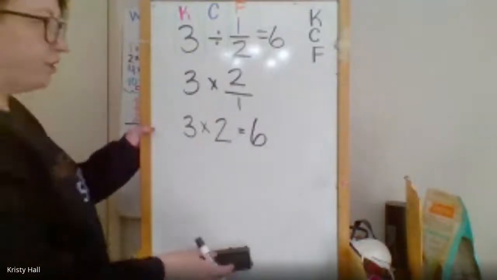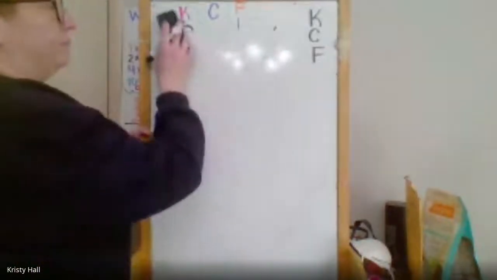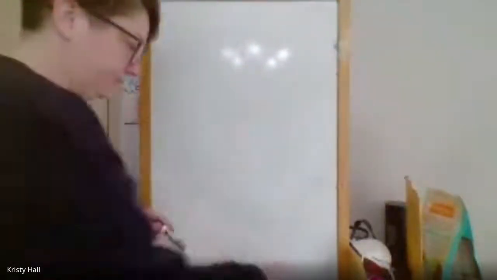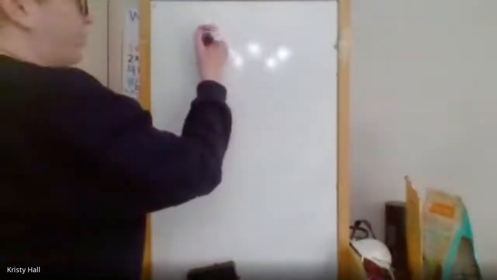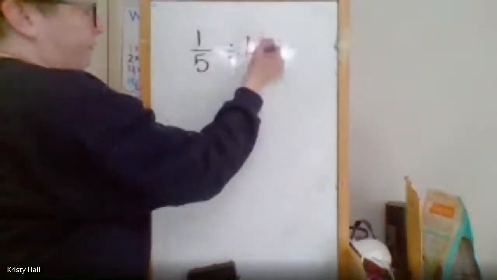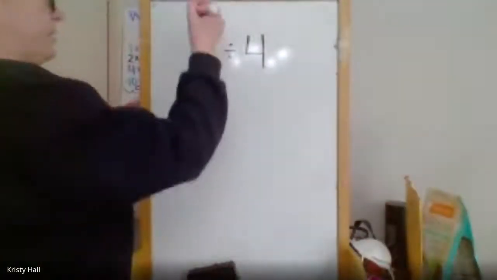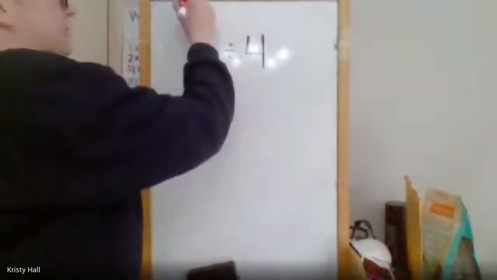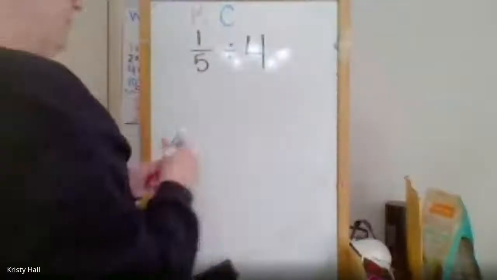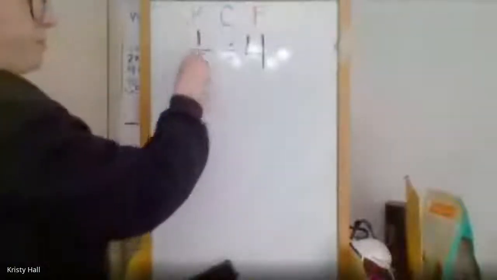Okay, we're going to do another division. We're going to do 1/5 divided by 4. So I'm going to put my letters up here. Keep. Remember, as soon as you see that division symbol with a fraction, you're automatically going to think keep, change, flip, and you can write that across. Each letter goes with part of the math problem.